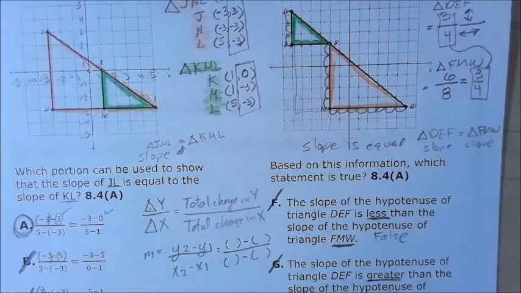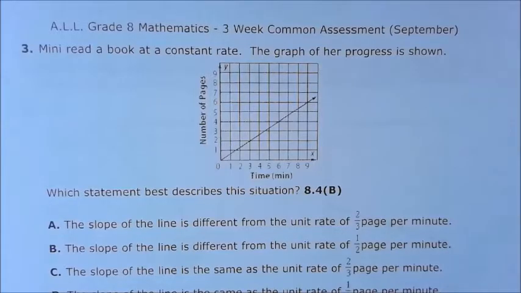Go ahead and make sure if you missed this question to mark it down on your sheet, what you missed, the question number, why you missed it. Did you miscalculate slope, or did you not simplify one of the slopes? Mark whatever made you miss it, and then mark how you fixed it. And let's go on to question number 3. In this question number 3, it says, Minnie read a book at a constant rate.